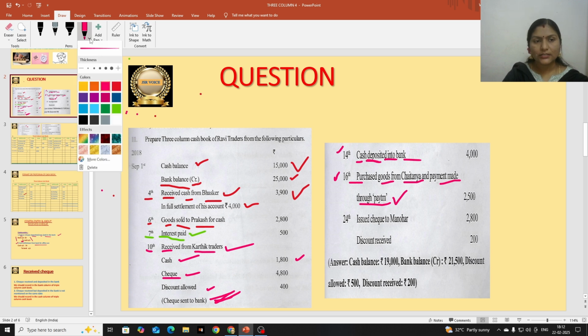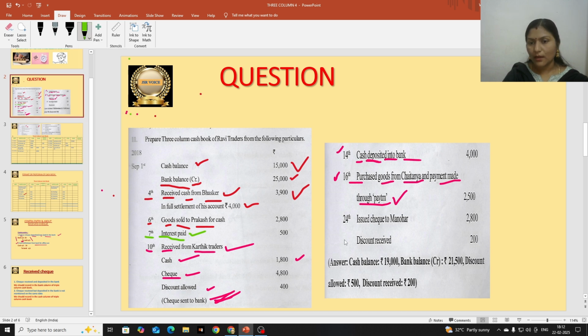The next transaction has taken place on 24th. On 24th, issued means given, paid. Who is issuing? The business is issuing. Issued check to Manohar, 2,800. Discount received 200. So the business is issuing or giving a check, giving means paying the check to Manohar. So we always write on the credit side because the business is giving. Whenever any check is given, the check is going out, so we write on the credit side.